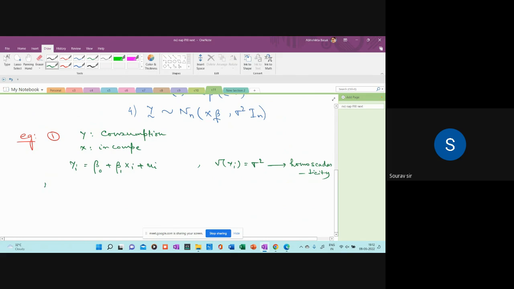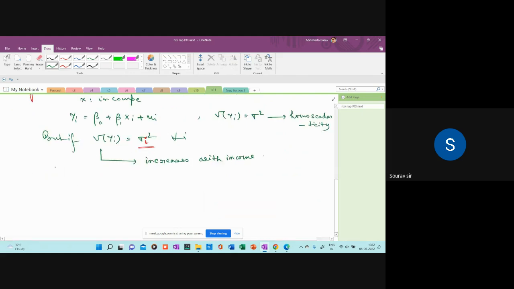Okay, but if variance of yi is equal to sigma i square for all i, that means this variance varies with respect to this i, then the heteroskedasticity arises, and basically it says that this variance increases with income. This is a situation where heteroskedasticity is arising.